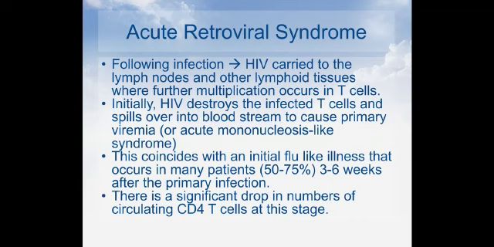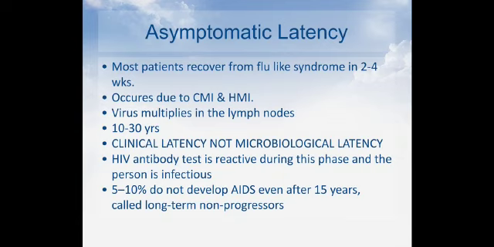This settles down in a matter of 2 to 4 weeks, during which both the cell mediated immunity and humoral immunity come into action. Specific or non-specific neutralizing antibodies for HIV are produced by the HMI, and activated T lymphocytes are produced due to CMI. The virus is removed from the general circulation and multiplies only in the lymph nodes. This period of latency may extend from as little as 10 years to a maximum of 30 years.